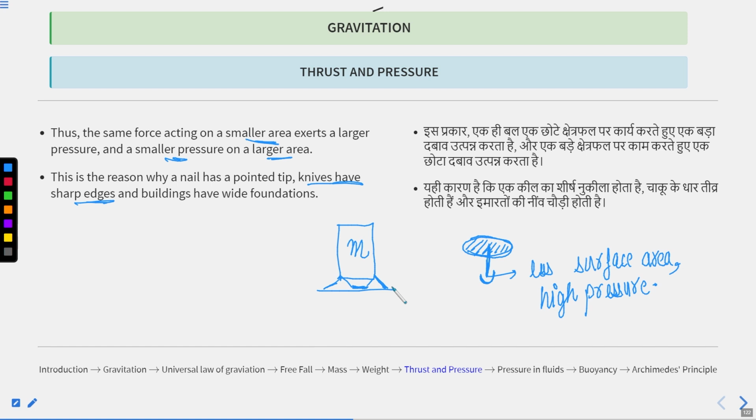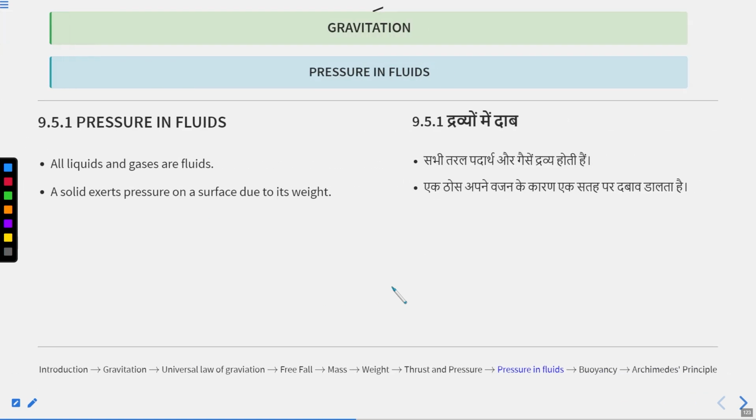Now we are going to start pressure in fluid. First of all, what is fluid? Gas and liquid are known as fluids because they can easily flow. Their particles are not tightly bound. So all liquids and gases are fluids.